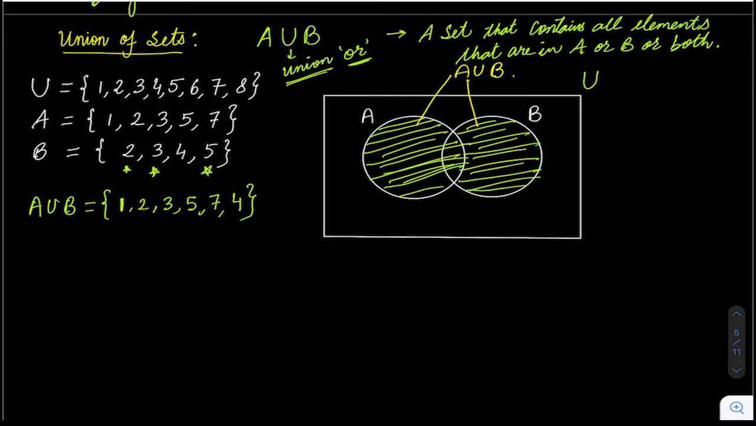Okay, now if I want to write the numbers, you can write the numbers. Which numbers are not there? 6 and 8. So you can write 6 outside this, 8 outside this, and you can write the rest of the numbers 1, 2, 3, 4, 5, 7 inside this shaded part. So that is my A union B. I hope everyone understands this. Union means or.